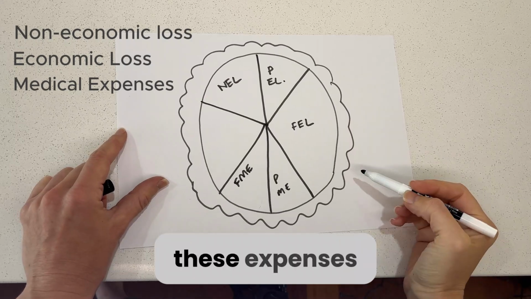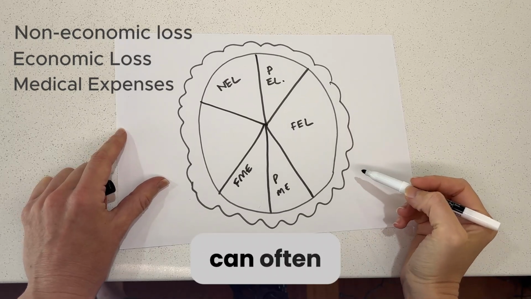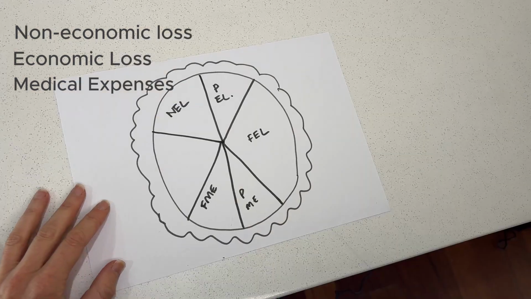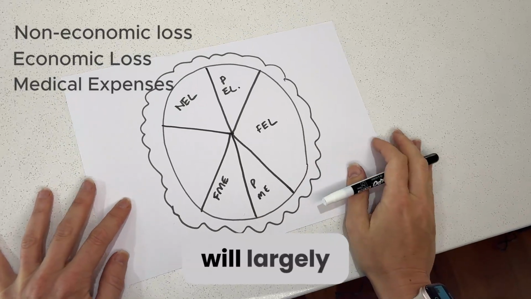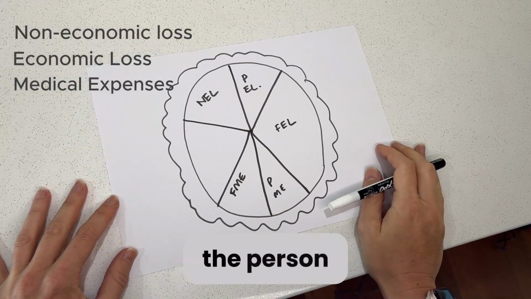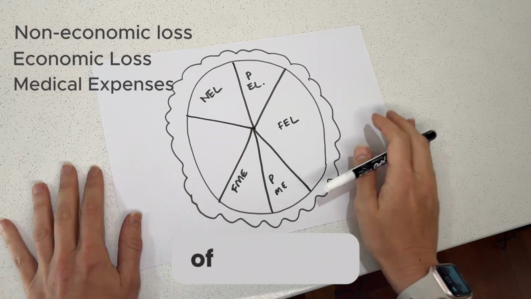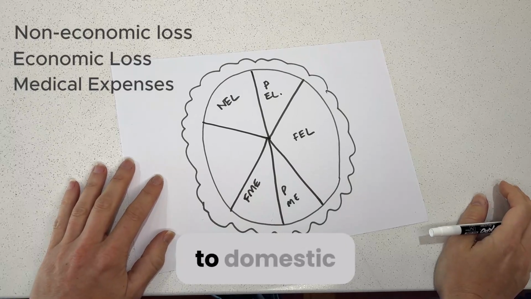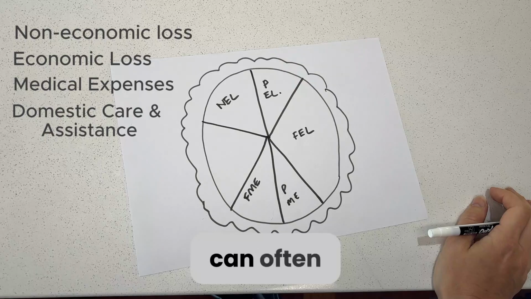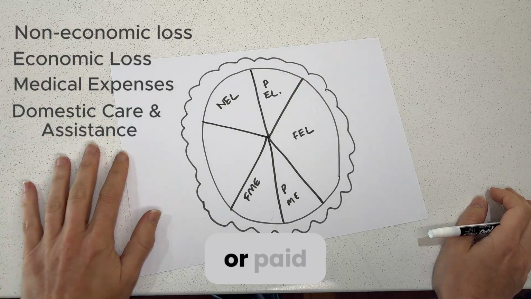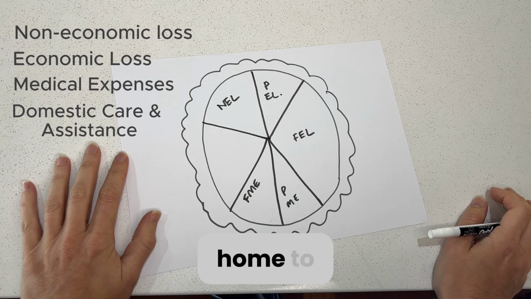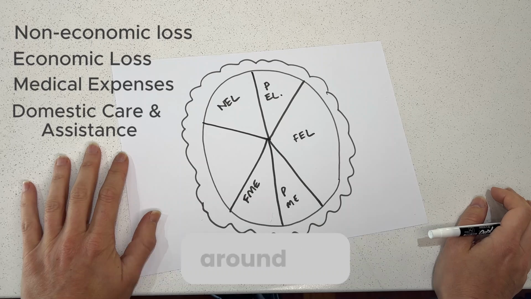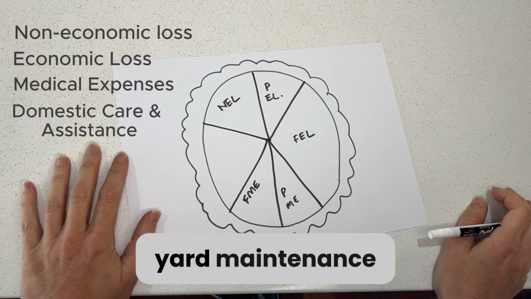Now, what these expenses are really depends. The past can often be calculated based on what the out-of-pocket expenses have been to date. And the future medical expenses will largely be dependent on what the doctors say the person will need into the future in terms of treatment needs and care. Now, when we talk about care, I'm referring to domestic care and assistance. So this can often look like friends or family or paid individuals coming into the home to care for an injured person, whether it's domestic assistance around the home, yard maintenance, those sorts of things.